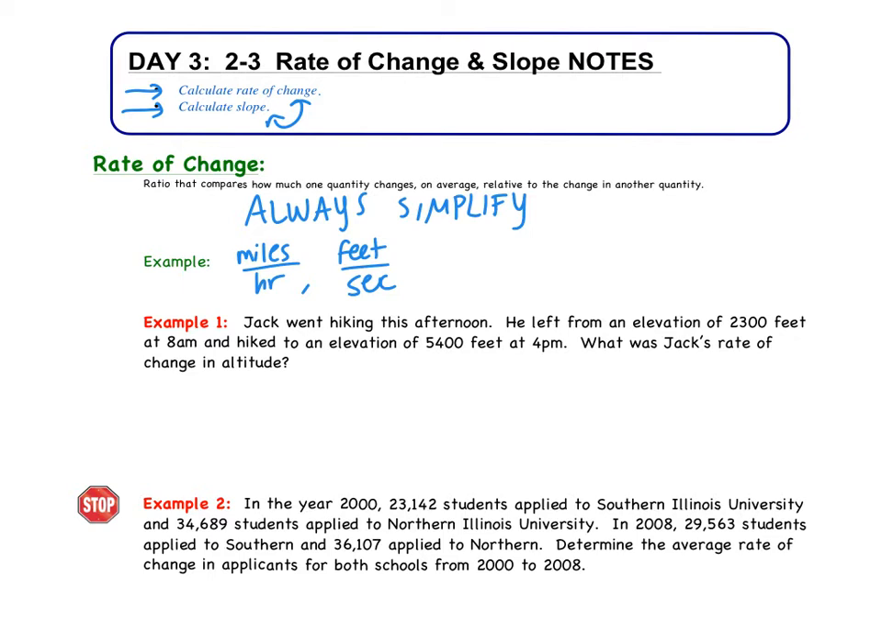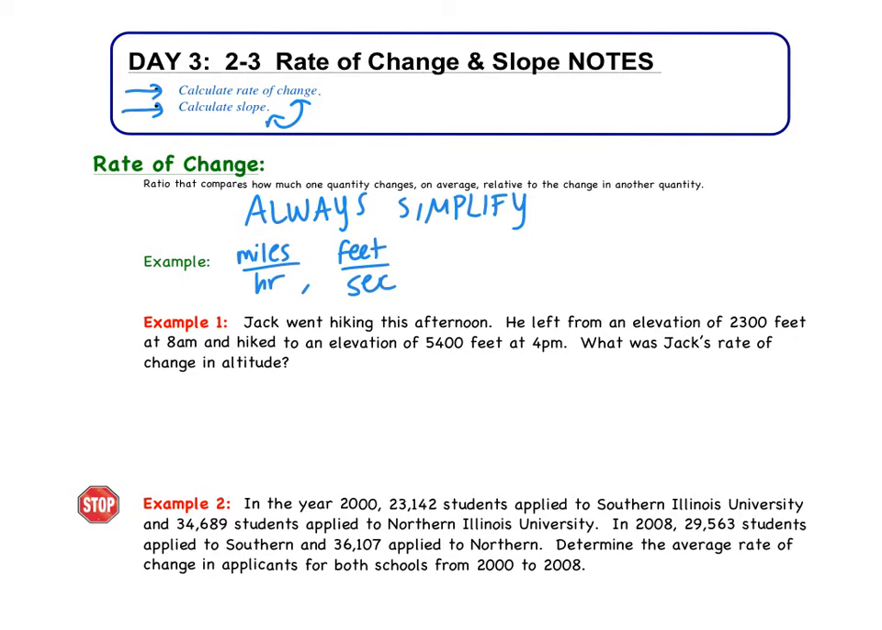Jack went hiking this afternoon. He left from an elevation of 2,300 feet at 8 a.m. and hiked to an elevation of 5,400 feet at 4 p.m. What was Jack's rate of change in altitude?